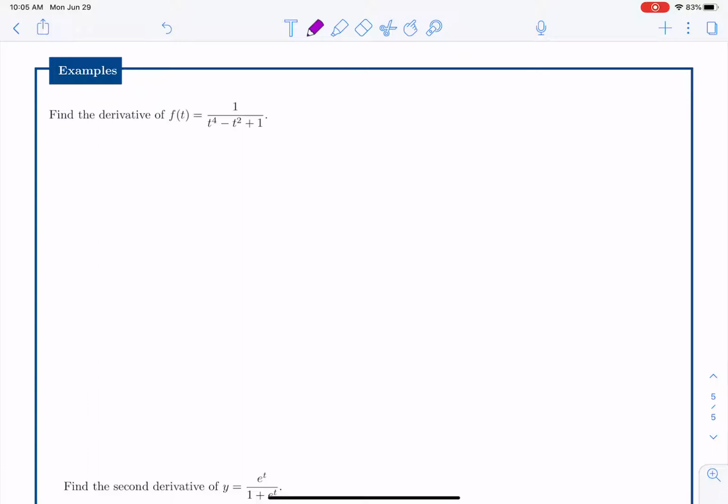So here we have f, which is the dependent variable. T is the independent variable.